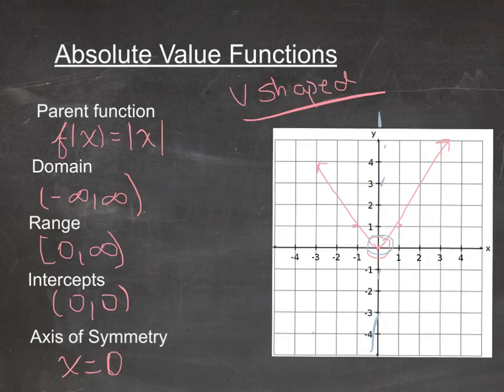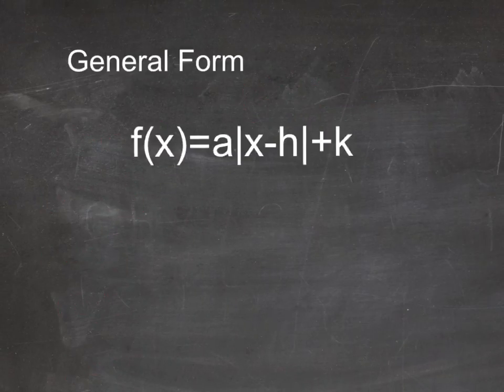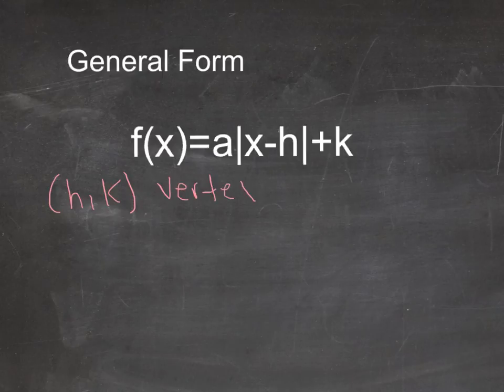Okay, so let's look at the general equation or formula for absolute values. So in general form, it looks pretty similar to a quadratic equation, and actually all the h, k, and the a mean the same kind of thing. So here, h, k means the vertex again. Okay, and then same idea for the a.